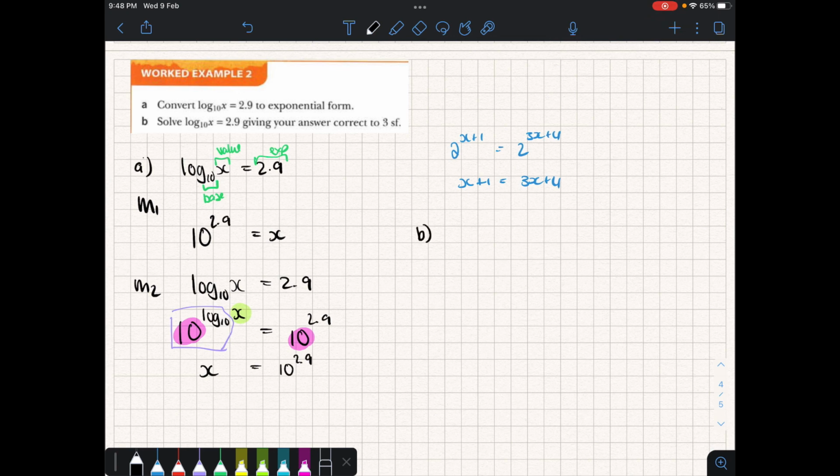Okay, part B says solve, right? To solve, we need x to be the subject of the formula, 10 to the power of 2.9. We just stick that into our calculators now, 10 to the power of 2.9, and we'll get 794.32, etc. To 3 significant figures gives us 794.